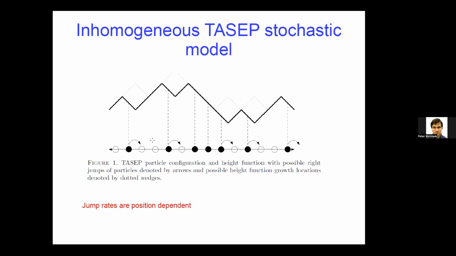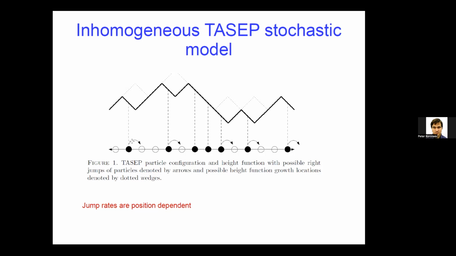I'll focus on the simplest case suitable for explanation. At one side of the dual pair, we consider the inhomogeneous TASEP stochastic model. The TASEP model is just a system of particles where particles can move to free places, and totally asymmetric means that a particle can jump only in one direction, here to the right. And inhomogeneous means that jumps are position dependent.